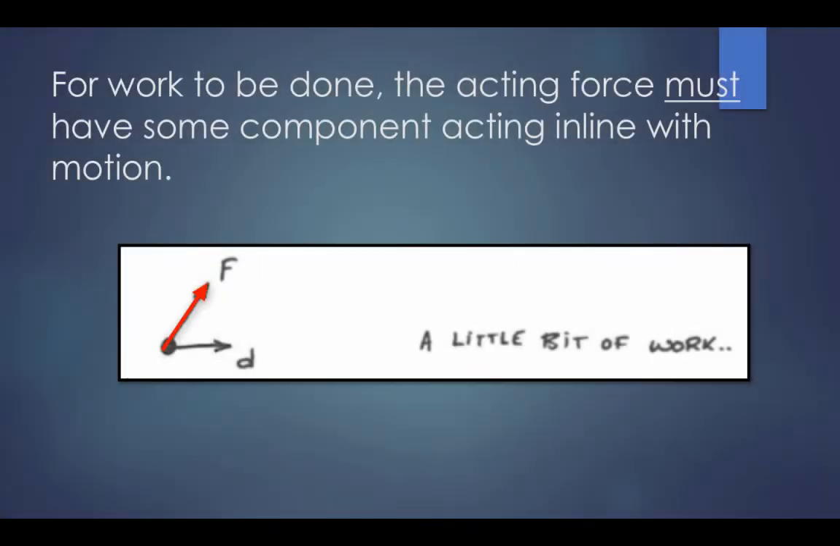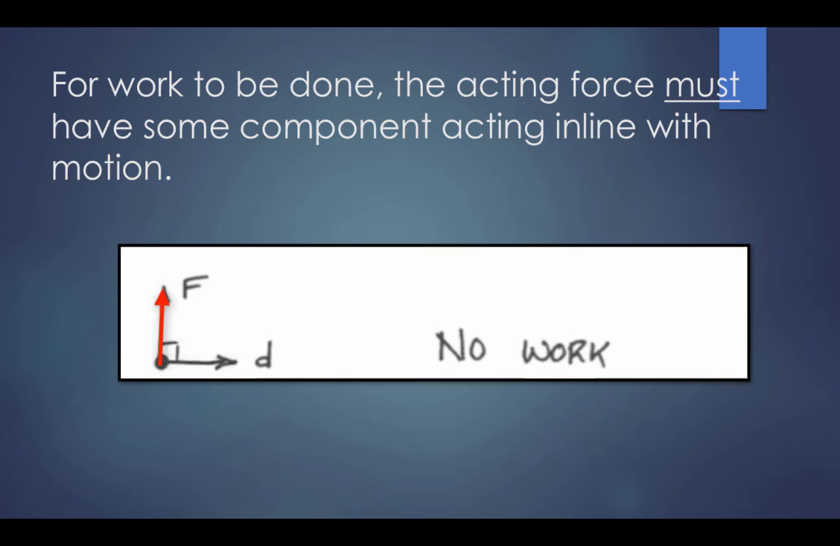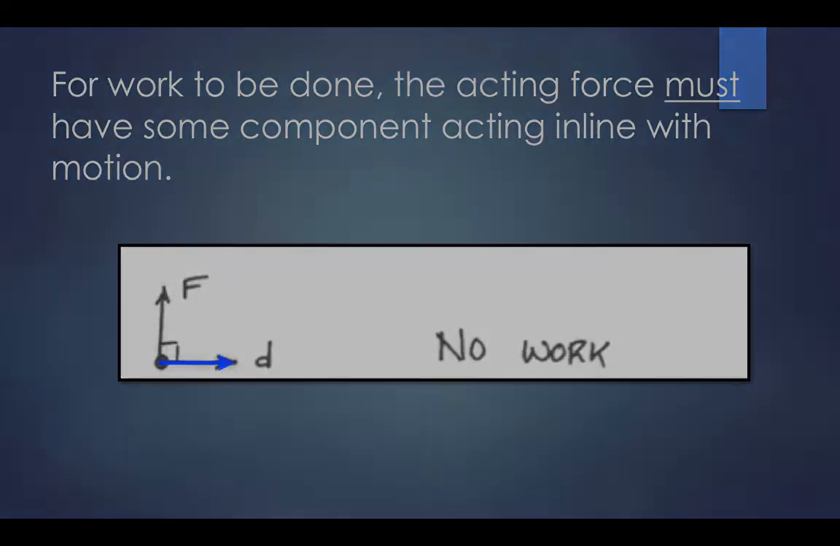This model has force applied at a greater angle away from the direction of displacement, so its inline component is very small. A small percentage of the applied force is being used to do work in moving the object. In this final example, there is no force applied in the horizontal. Not even a component of the force applied indicated is in line with motion. There is no work being done on the object by the force indicated.